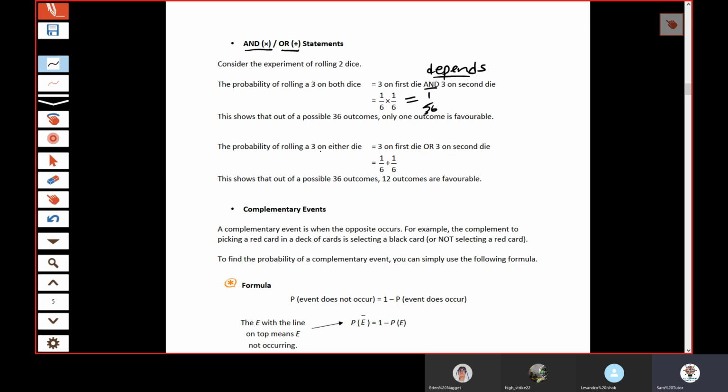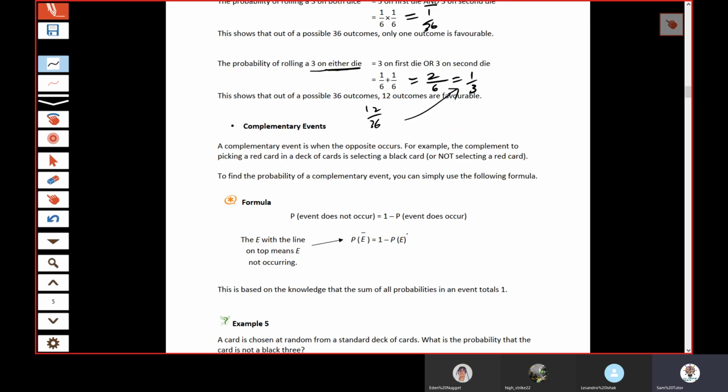The probability of rolling a 3 on either die. So that means getting a 3 on the first die or a 3 on the second die. See how important that is? A 3 on the first or a 3 on the second. So if it's on either, that's 1 out of 6 plus 1 out of 6, which is 2 out of 6, which is 1 out of 3. This shows that out of a possible 36 outcomes, 12, instead of doing 12 out of 36, I'm sure 1 out of 3 is a lot easier. All right. Any questions?